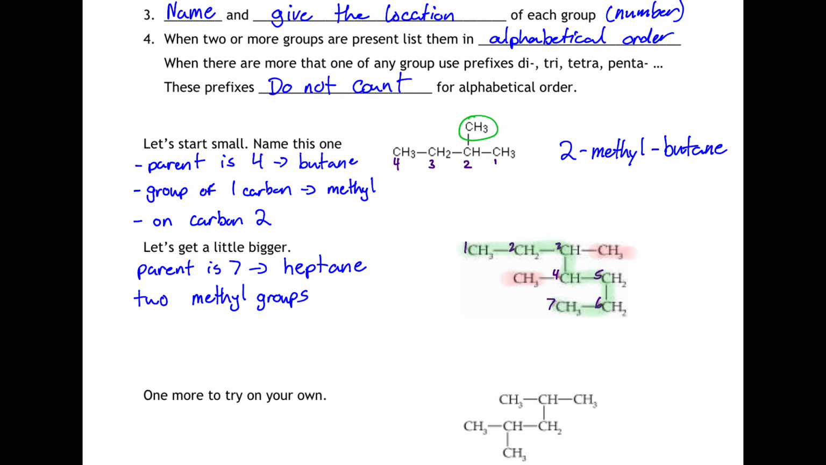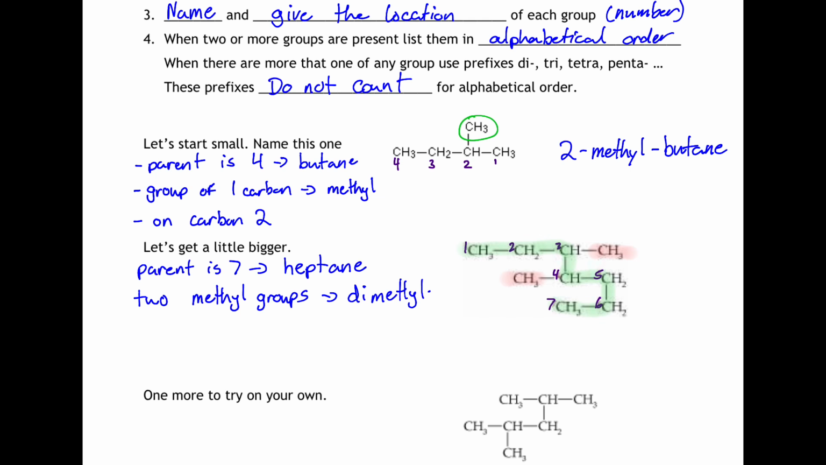So we have 2 different single groups. An ethyl group would be a 2 carbon chain stuck onto a longer chain, so each group would have to have 2 in it. Each of these groups has one, so they're two different methyl groups. And what we will do, we call this dimethyl. In other words, two methyl groups.